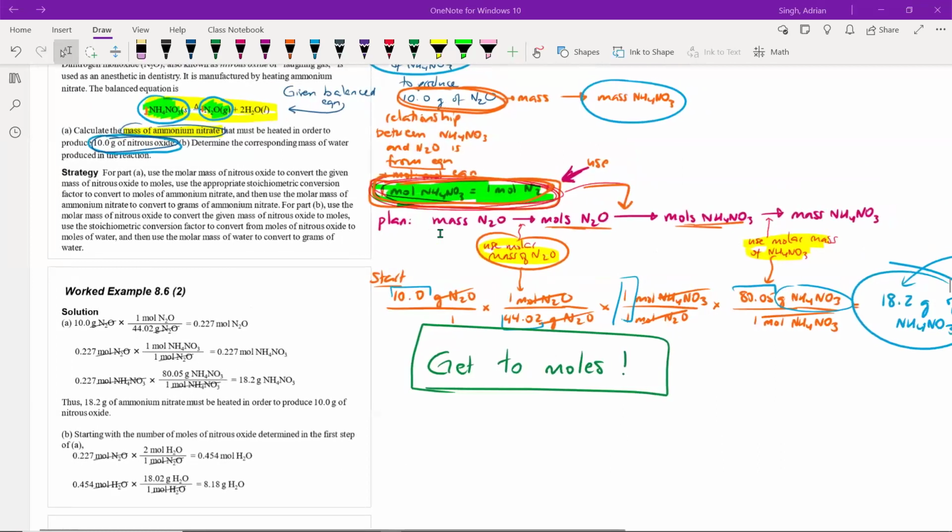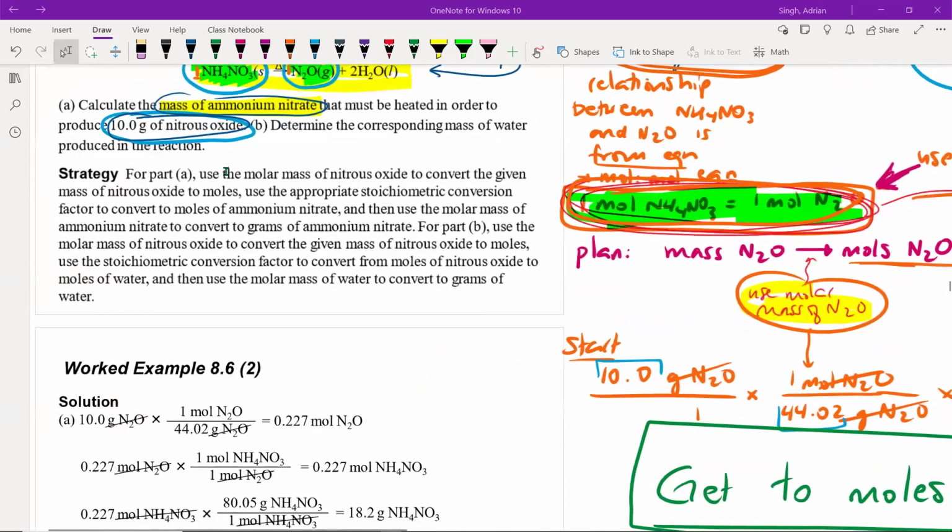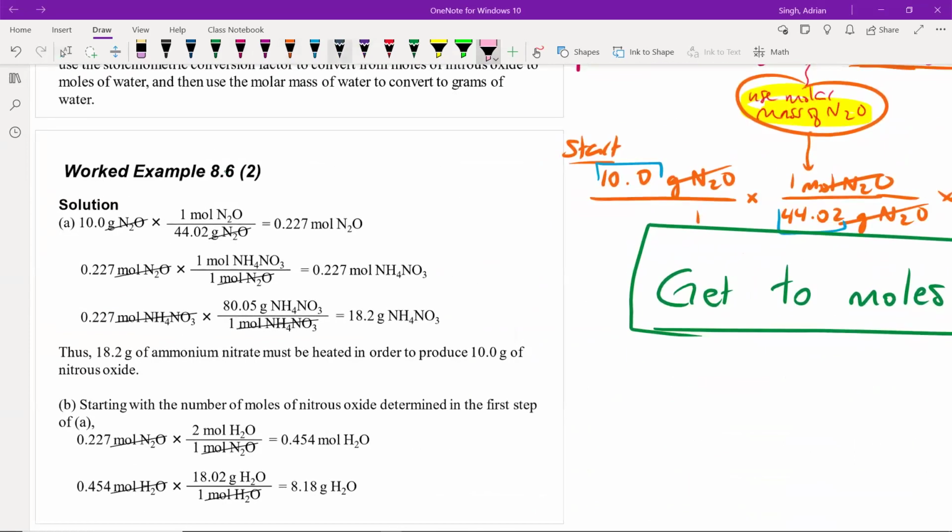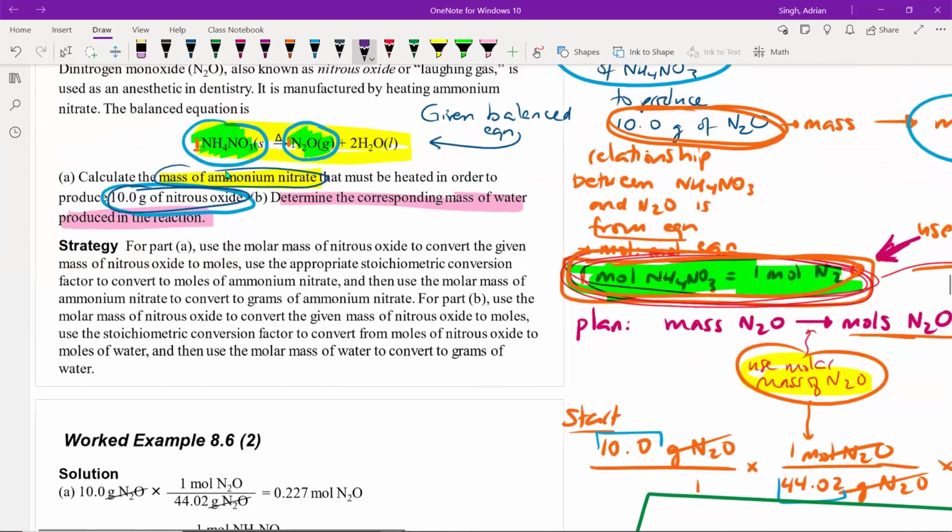So if I wanted to do part B in this problem, I'm going to do something very similar now. Now I'm asked to determine the corresponding mass of water produced in the reaction, right? So in part B, I need the mass of the H2O. Now I'm trying to relate the H2O to, what were we given here? The nitrous oxide. So we want to relate the H2O to the N2O.